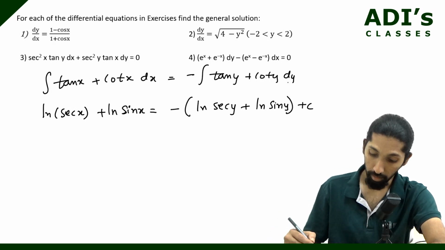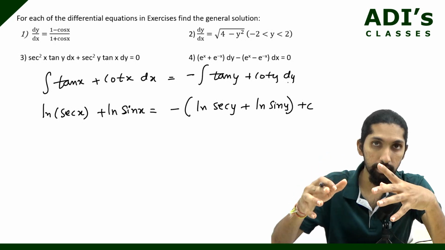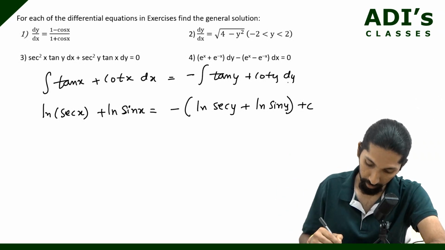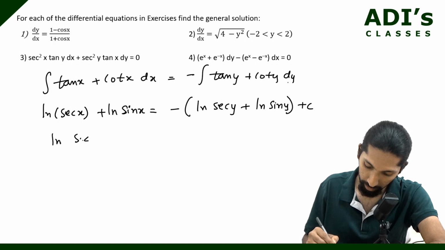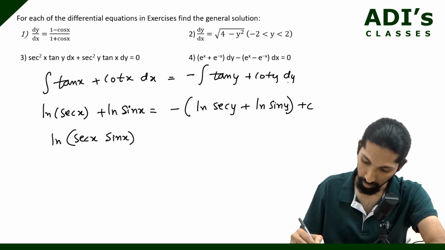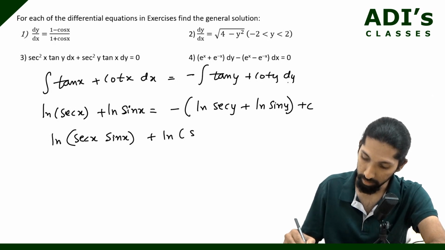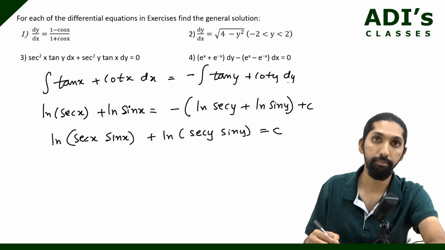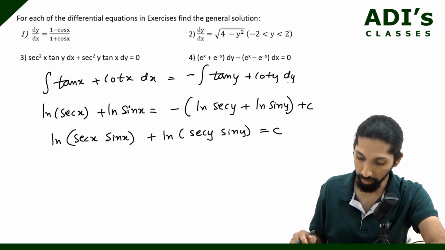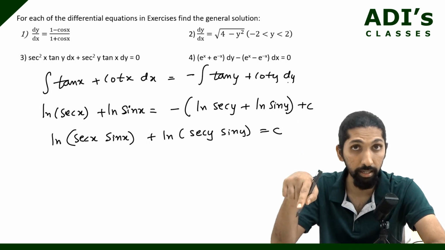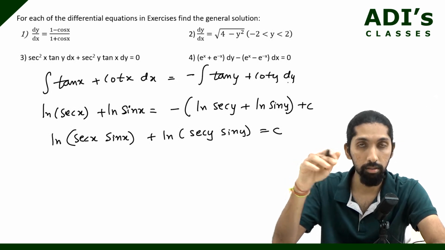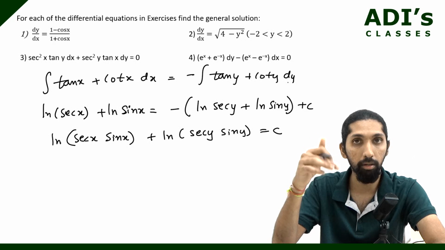Correct? First, what we'll do, let's use the laws of logarithm and simplify this one. That means this is going to be log of secant x into sin x, first part, plus log of secant y into sin y is equal to c, right? Now, again, what is sin x into secant x? It's nothing but tan x. Makes sense? Because secant x is 1 by cos x, sin x by cos x is tan x.